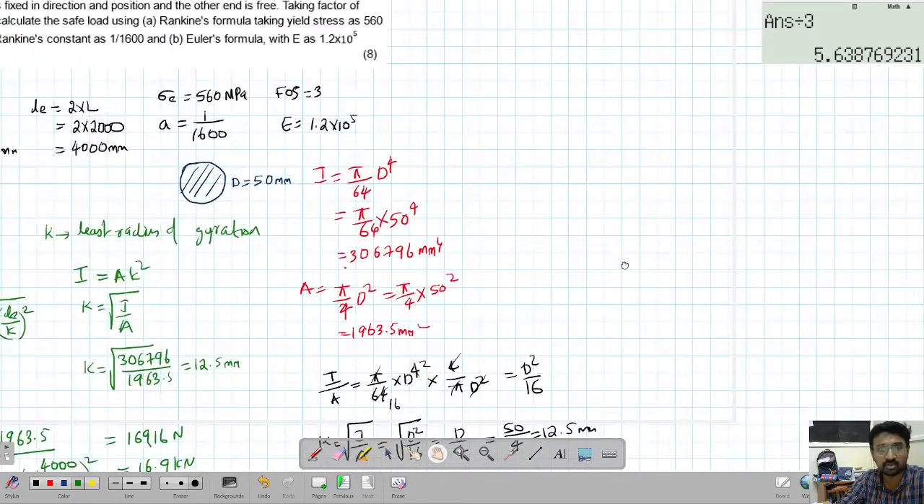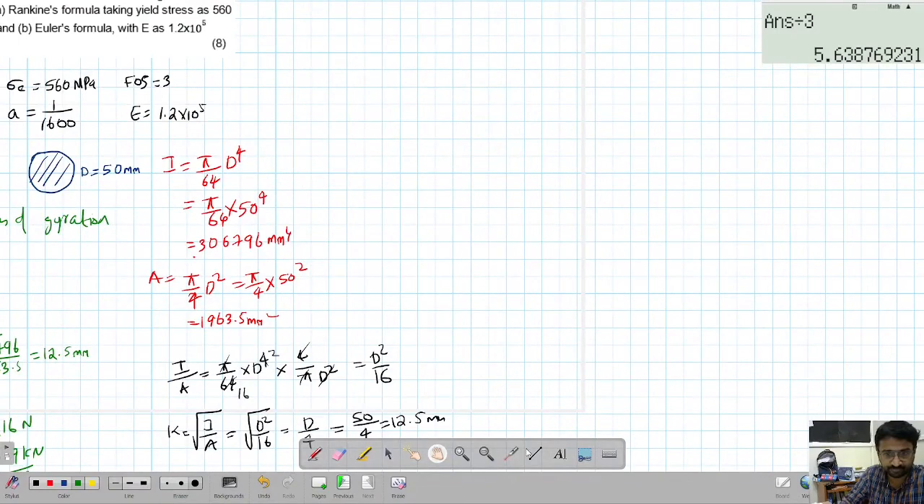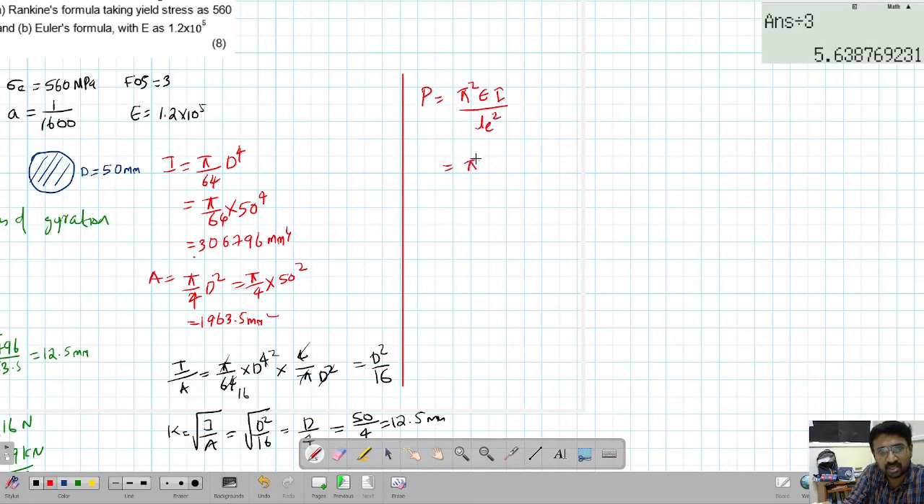Now you have to find it using Euler's formula. So I will do it here. The axial load capacity from Euler's formula is given by the buckling load, pi square E I upon LE square. Either we can do this, or we can also write pi square E into I, which is A K square, upon LE square. So this is nothing but pi square E into A times LE by K whole square.